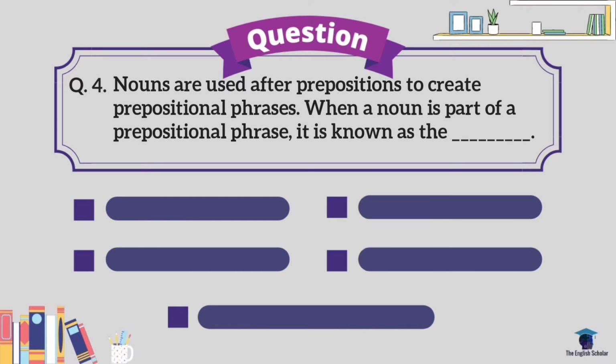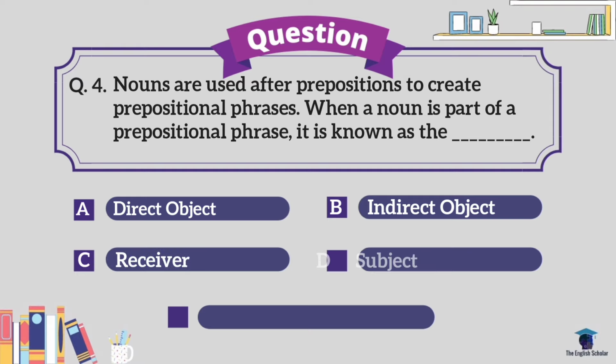4. Nouns are used after prepositions to create prepositional phrases. When a noun is part of a prepositional phrase, it is known as the A. Direct object, B. Indirect object, C. Receiver, D. Subject, E. Object of preposition. Your 15 seconds starts now. Time is up. The correct answer is letter E. Object of preposition.